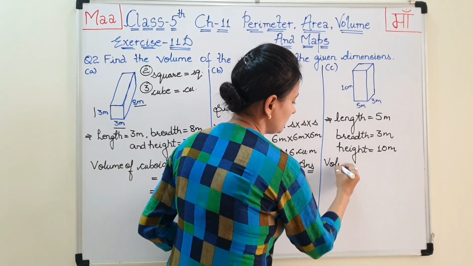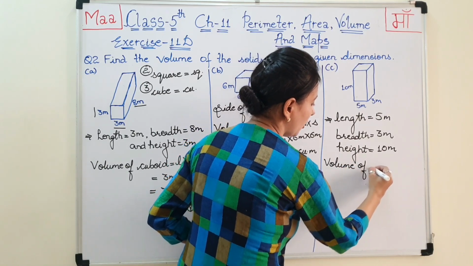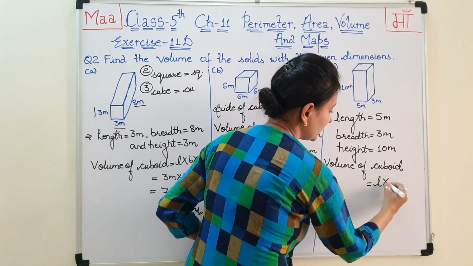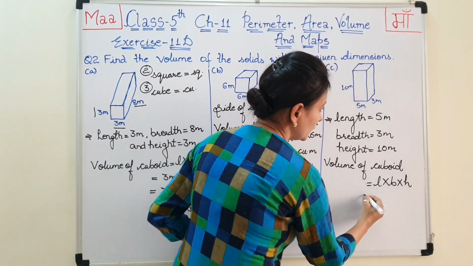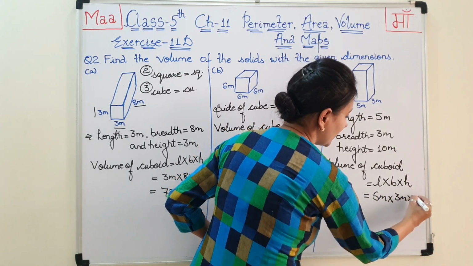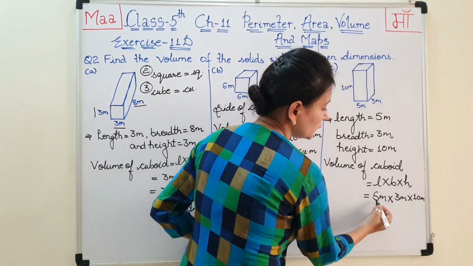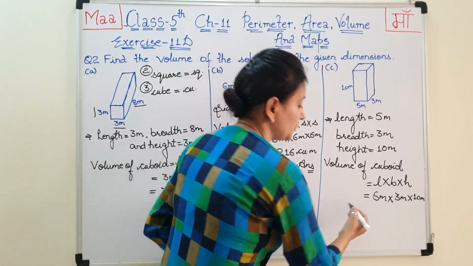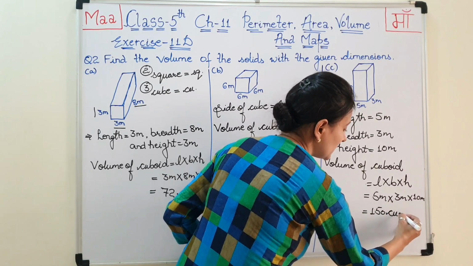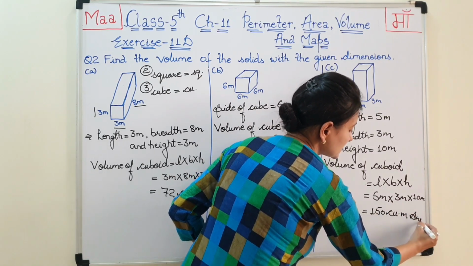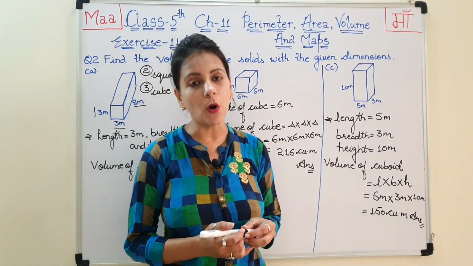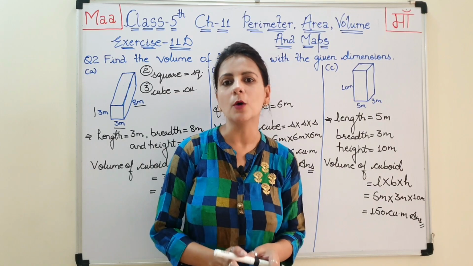So simply we will find the volume of cuboid. The volume of cuboid formula will be length into breadth into height. So the length is 5 meter, breadth is 3 meter and the height is 10 meter. So 5 3s are 15 and 15 into 10 is equal to 150. Again 3 units are there, volume is there, so it will be cubic meter. Answer. Fine, students. So like this you have to find the volume of any given solid object.